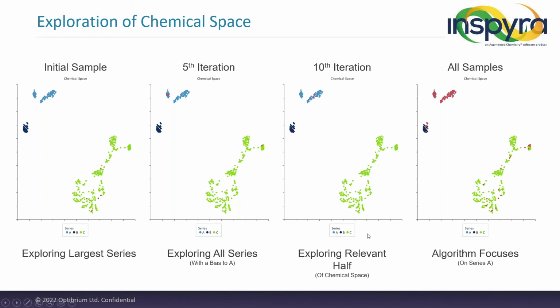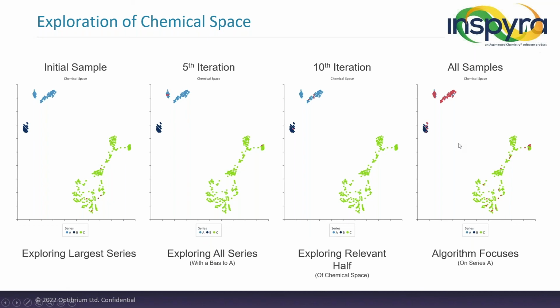isn't interesting. And if we look at all samples over the entire run, you can see the large majority of those are coming from series A, just a very small number from series B, and a few of those vestigial compounds from series C, but it's learned to focus very closely on that most interesting series.